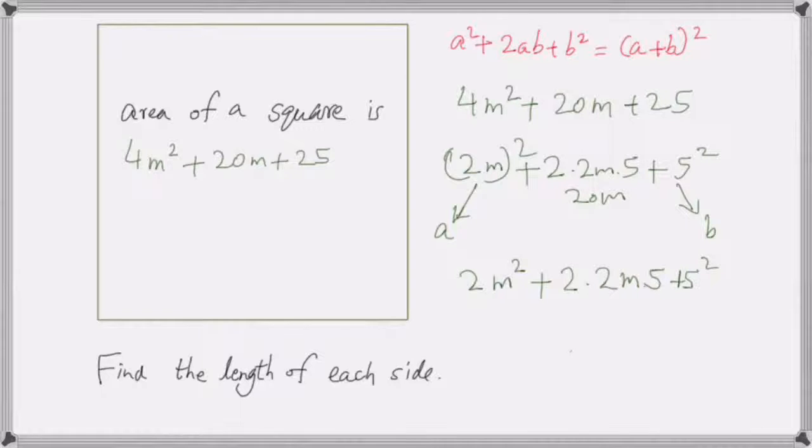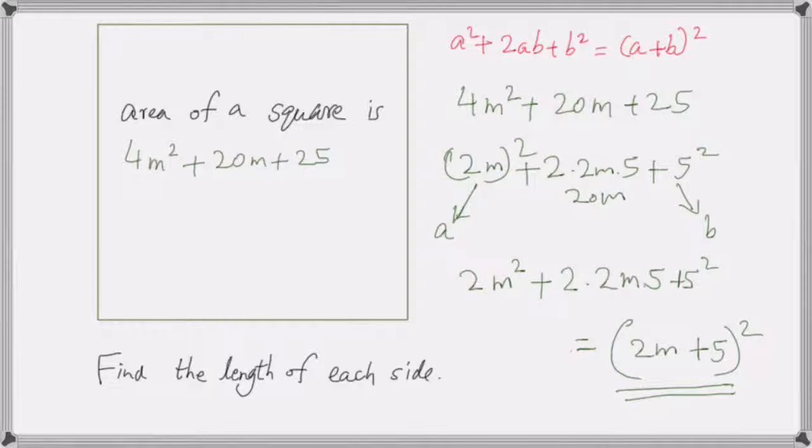So what would be the solution? For the trinomial a square plus 2ab plus b square, the factors are a plus b times a plus b, so a plus b whole square. Here a is 2m and b is 5. So this is the answer.